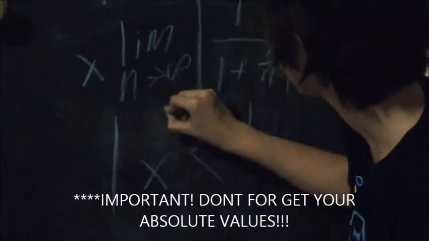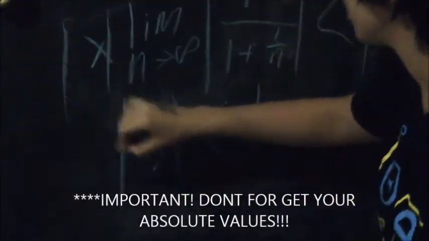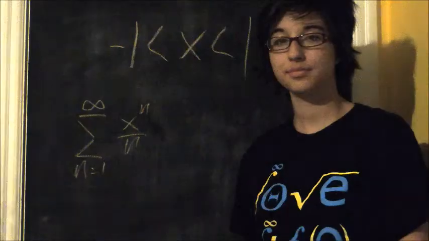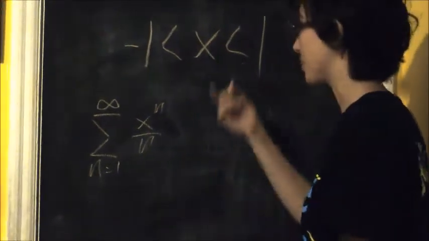Oh, sorry. Okay, absolute value of x less than 1. Absolute value of x less than 1 also says that negative 1 is less than x less than 1. And this is our interval of convergence. We also need to find out if the endpoints are convergent or divergent, so we know whether to include them or not. So now that we found our interval, we can test them.